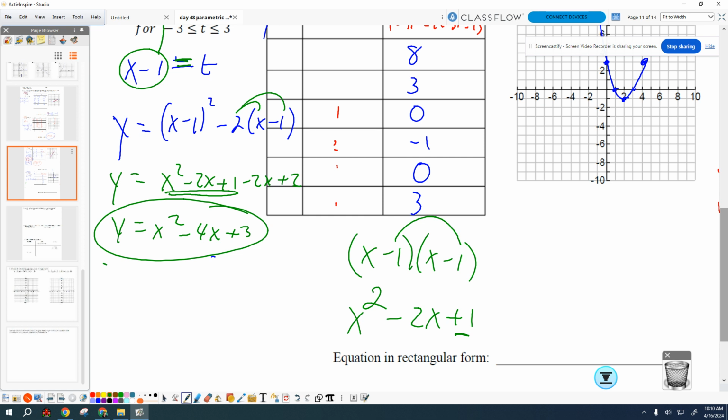Negative 2x and then a plus 2, combine like terms. Negative 2x and negative 2x makes negative 4x. Positive 1 and positive 2 makes a 3. Are there questions on this? Would you factor out the x? No, don't factor anything out, because x doesn't factor out of the 3. Other questions on this one?